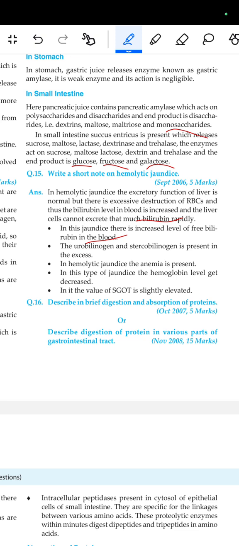Urobilinogen and stercobilinogen are present in excess. In hemolytic jaundice, anemia is present. In this type of jaundice, the hemoglobin level gets decreased. In it, the value of the SGOT is slightly elevated.